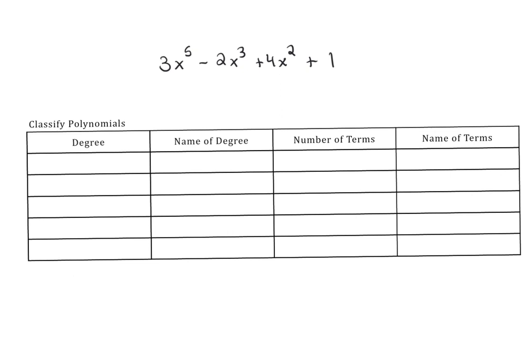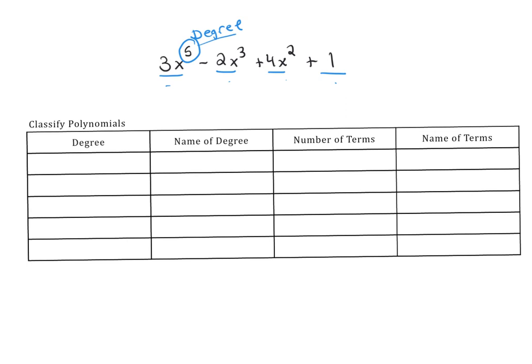First is classifying them. To classify them, you have to look at two things. So the first one is the highest exponent, which is called your degree, and then how many terms. Terms are separated by adding and subtracting. So this has degree 5 and it has 4 terms.